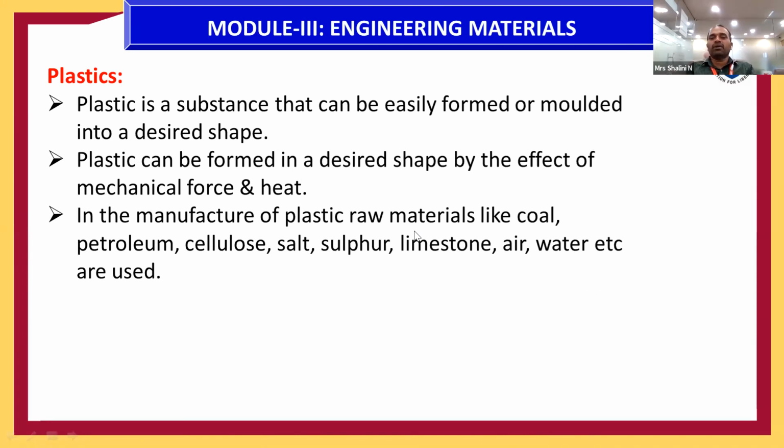Now, in the manufacturing of plastics, the raw materials we use are coal, petroleum, cellulose, salt, sulfur, limestone, air, water, etc.